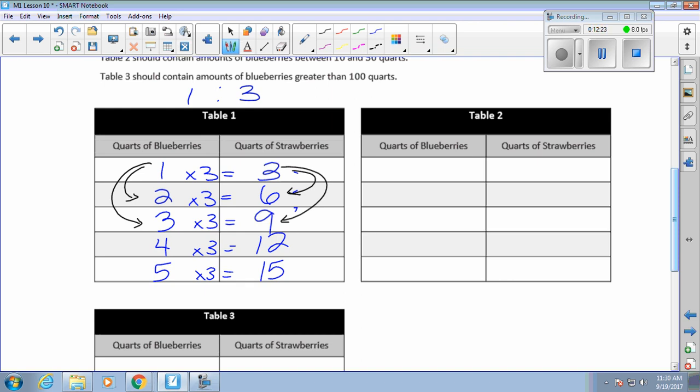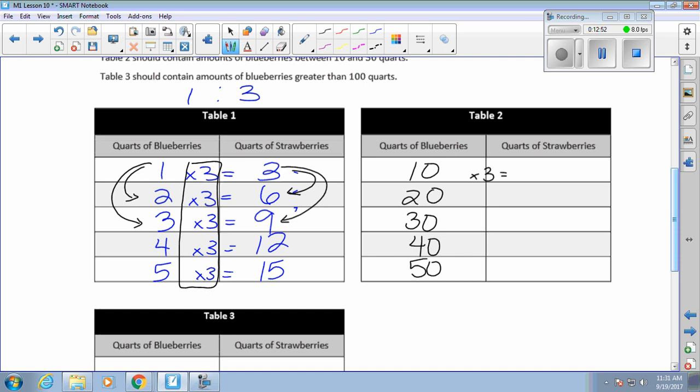Let's look at table 2. We have to have between 10 and 50 quarts, so let's do that: 10, 20, 30, 40, and 50 for blueberries and for strawberries. All right, let's look at that rule that Michael gave us. He said that in all of these, we multiply it by 3. So let's do the same thing over here. We have to triple our blueberries to tell us the number of quarts of strawberries.